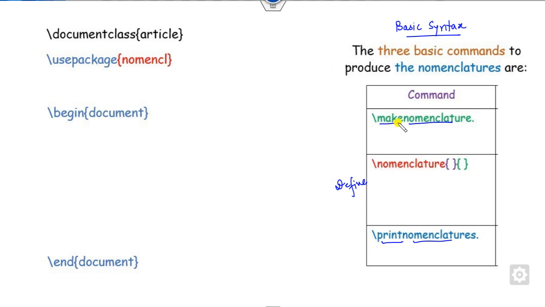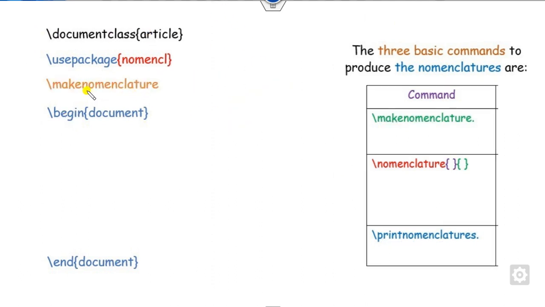So the first one is make nomenclature. This is generally written in the preamble. So you have to write this in the preamble. I hope all of you know what the preamble means in LaTeX. Anything written between the document class and begin document is called the preamble. So this make nomenclature you have to write in the preamble.